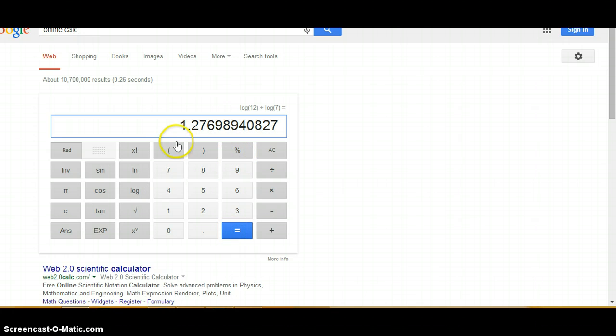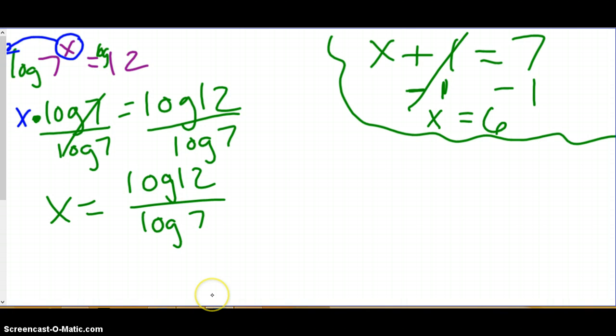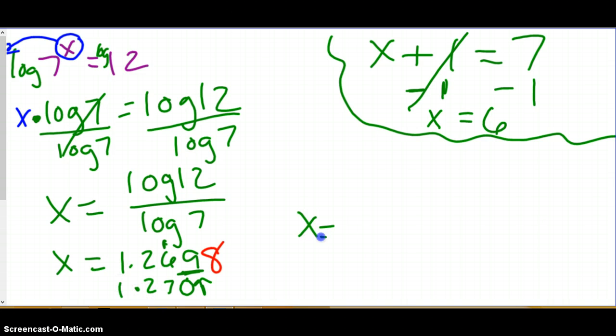And they want us to go to 4 decimal places, so 1.269, but we have to check the next decimal place to see if we round or not. So the next decimal place is an 8. That means the 9 will round up. When it rounds up, though, it goes to a 10, so that extra 1 has to be added to the 6. So the 6 will also move up to a 7. So our final answer is 1.270.